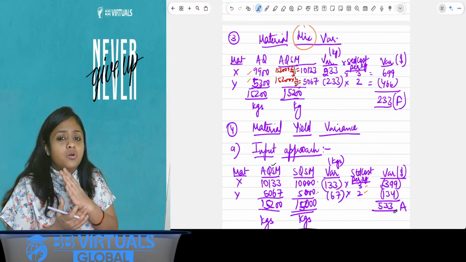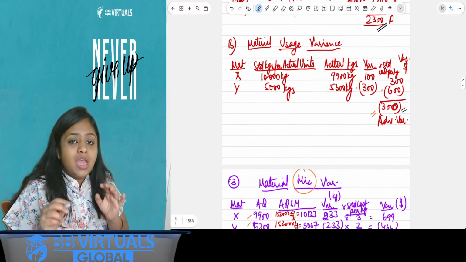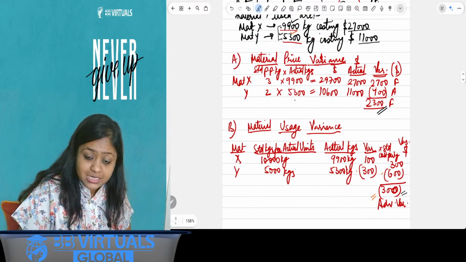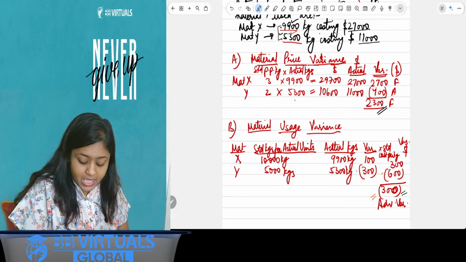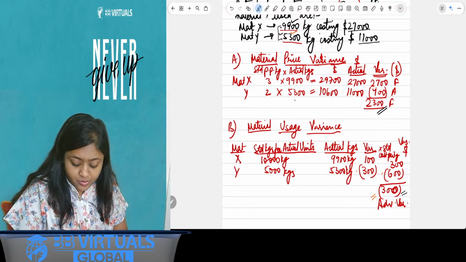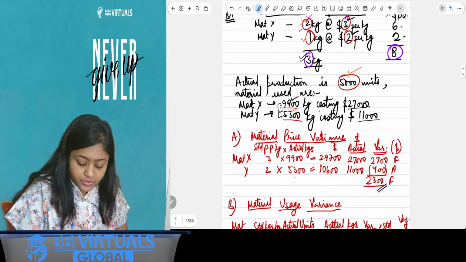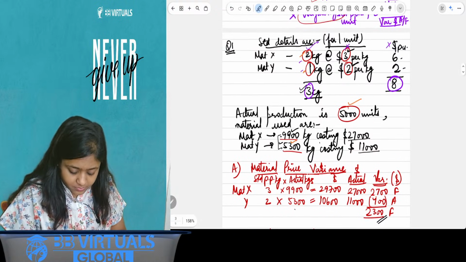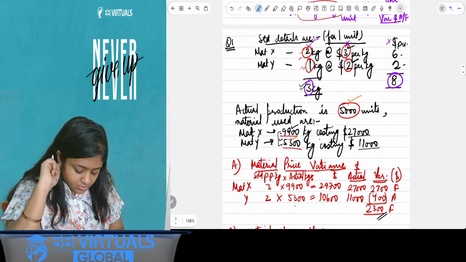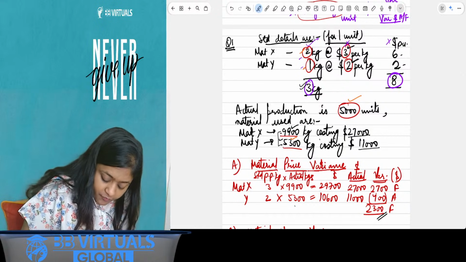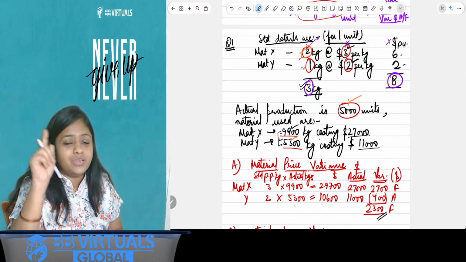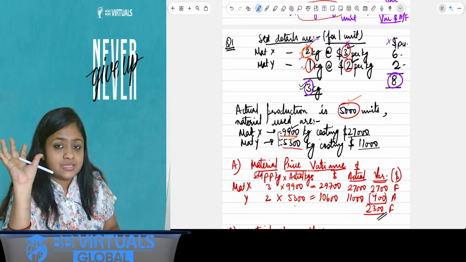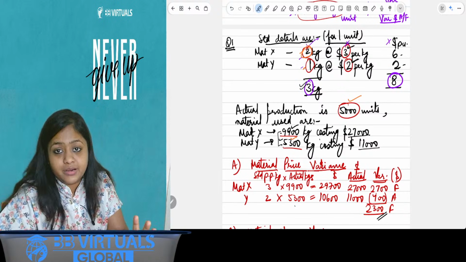Second, now you take that in order to make the actual units of 5,000, ideally what is the standard kgs needed? We need 2 kgs of material X to make 1 unit. So total quantity needed for material X is how much? 2 into 5, 10,000. Clear?